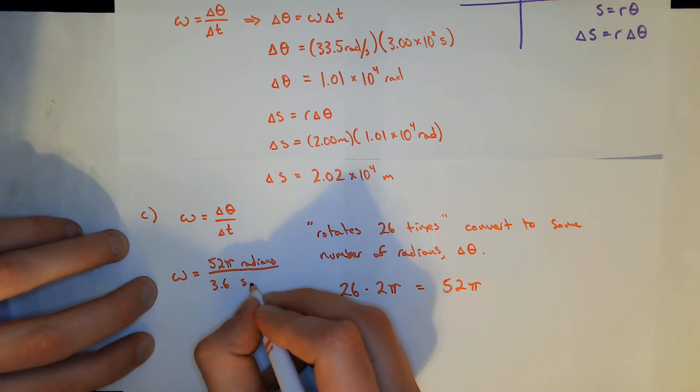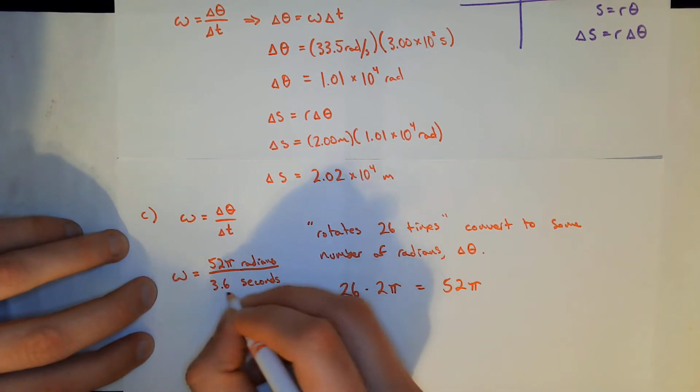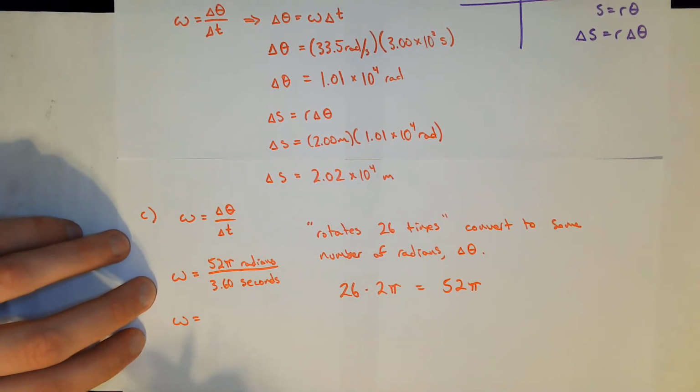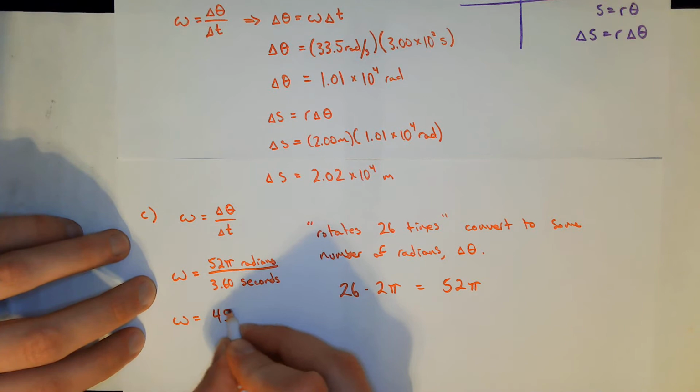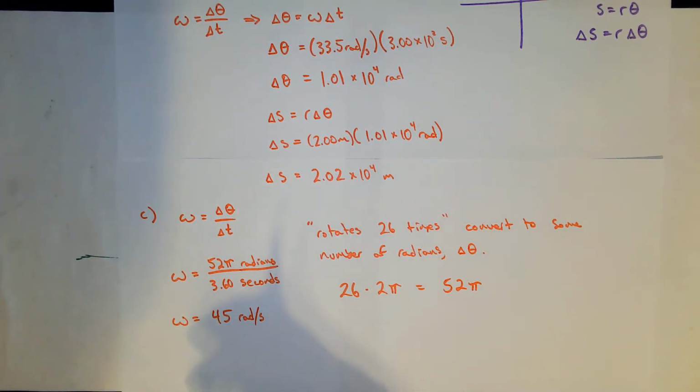Over 3.6 seconds. There we go. And then popping that into the calculator gives roughly 45 radians per second. Huh. Well, that's what the book says. What happened to them keeping 3 significant figures, I wonder? Anyways.